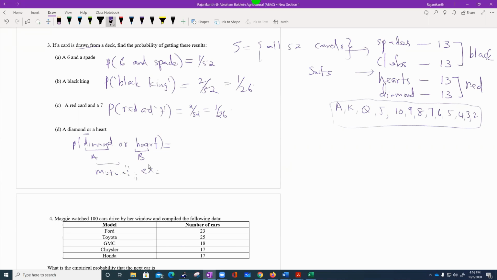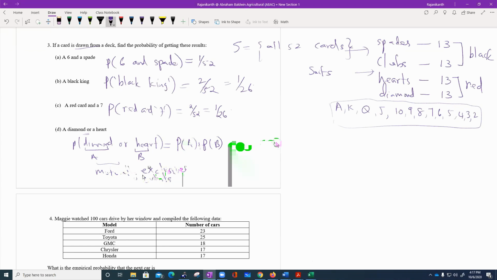Okay, please go and refer our class note. These two events are mutually exclusive events. Events cannot happen at the same time. If two events are mutually exclusive, then probability of A or B is simply probability of A plus probability of B, right?